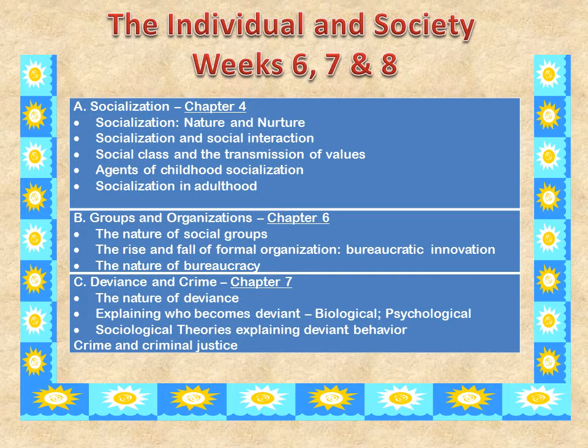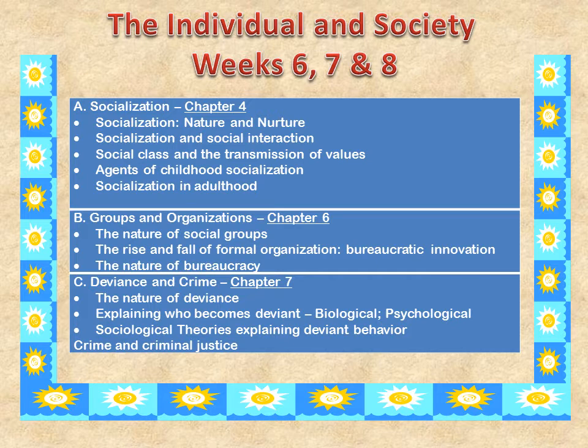For week 6, 7, and 8, we will look at the individual and society. Week 6, we'll take a look at Chapter 4, socialization. Here, we will look at socialization and the argument of nature versus nurture. We'll look at socialization and social interaction, social class and the transmission of values, agents of childhood socialization, and socialization in adulthood.